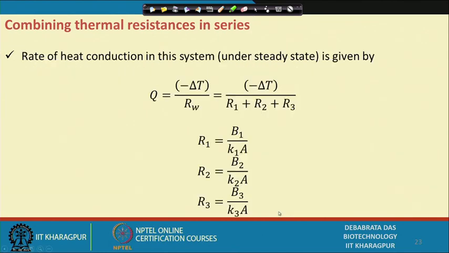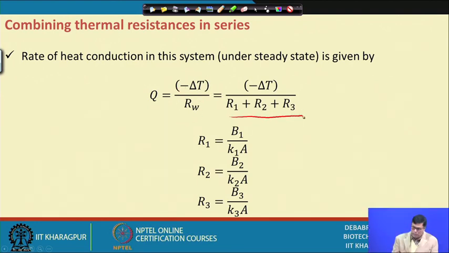Now, the rate of heat conduction in the system under steady state condition is governed by this equation. This is the driving force, and this is the resistance, and the resistance is R1, R2, R3, and R1 can be expressed like this. We have shown you this.